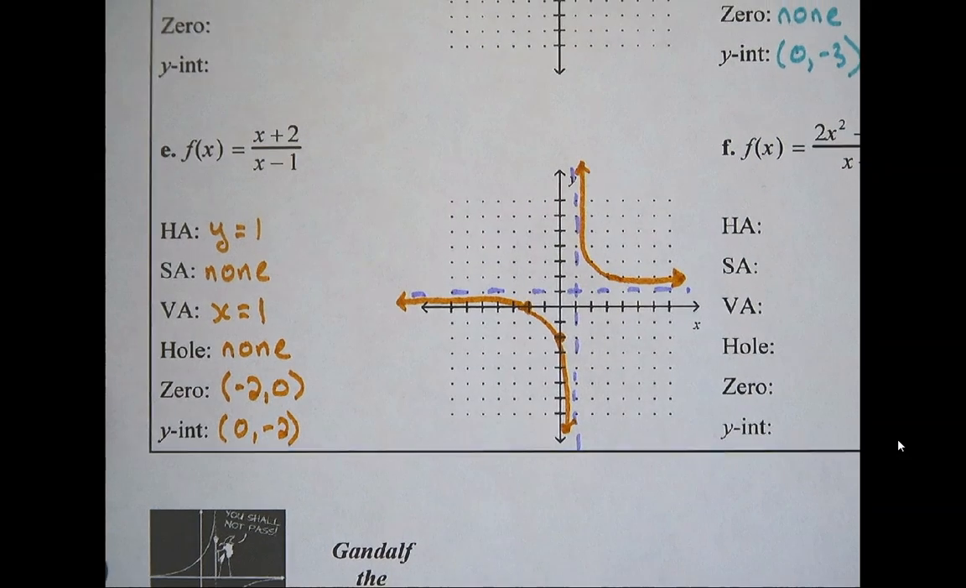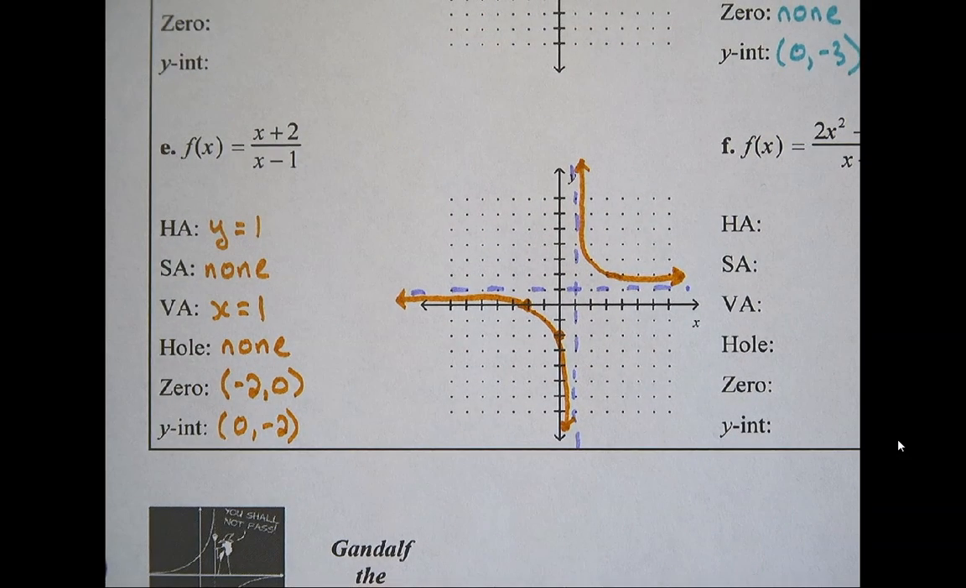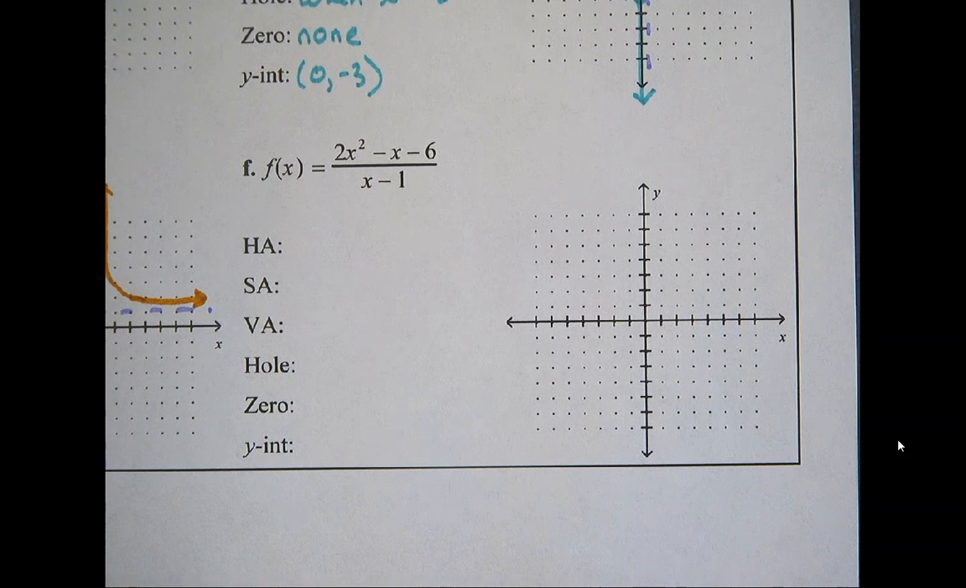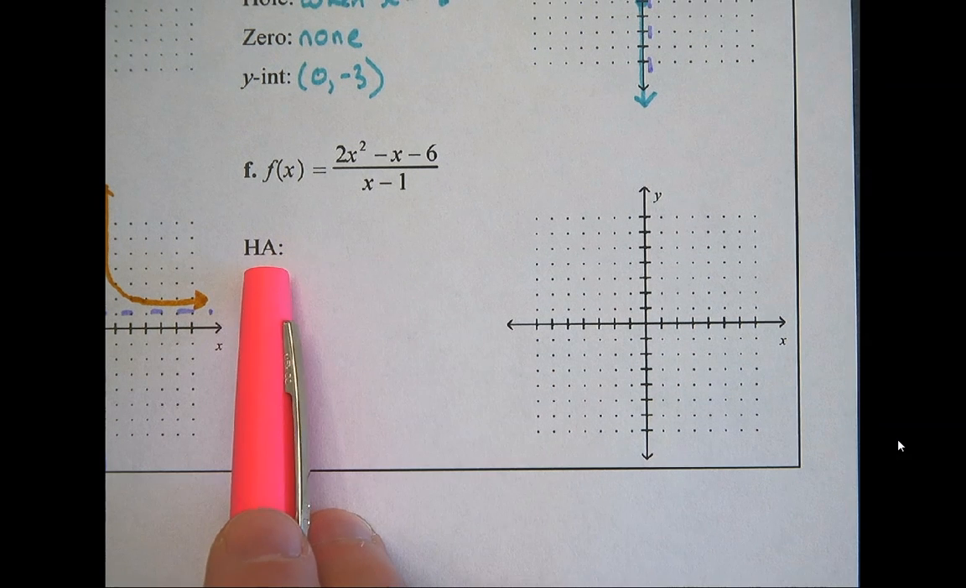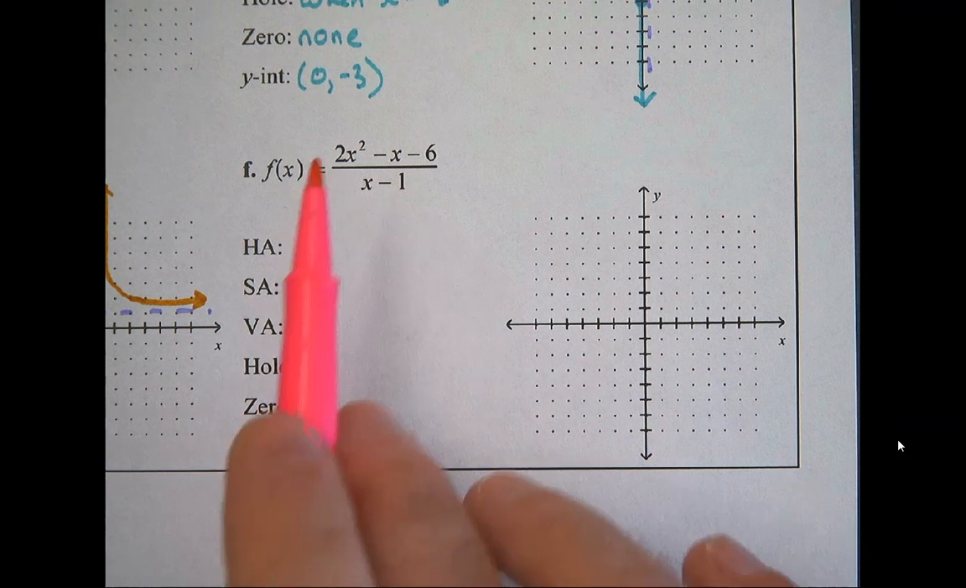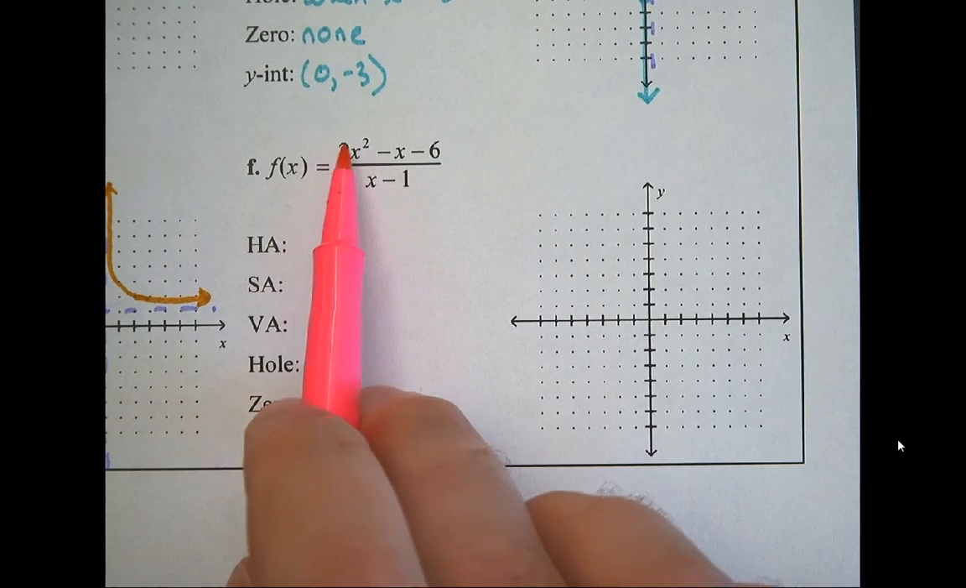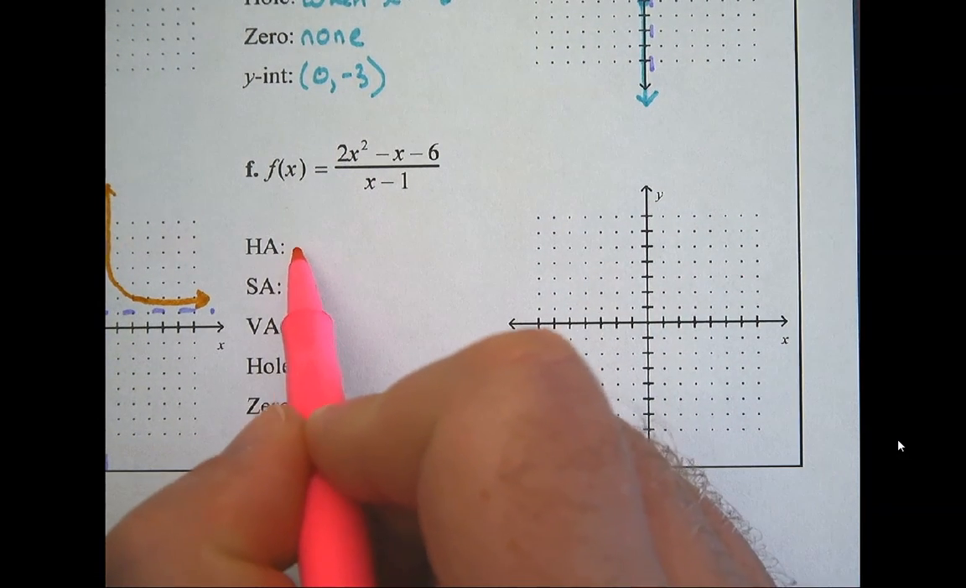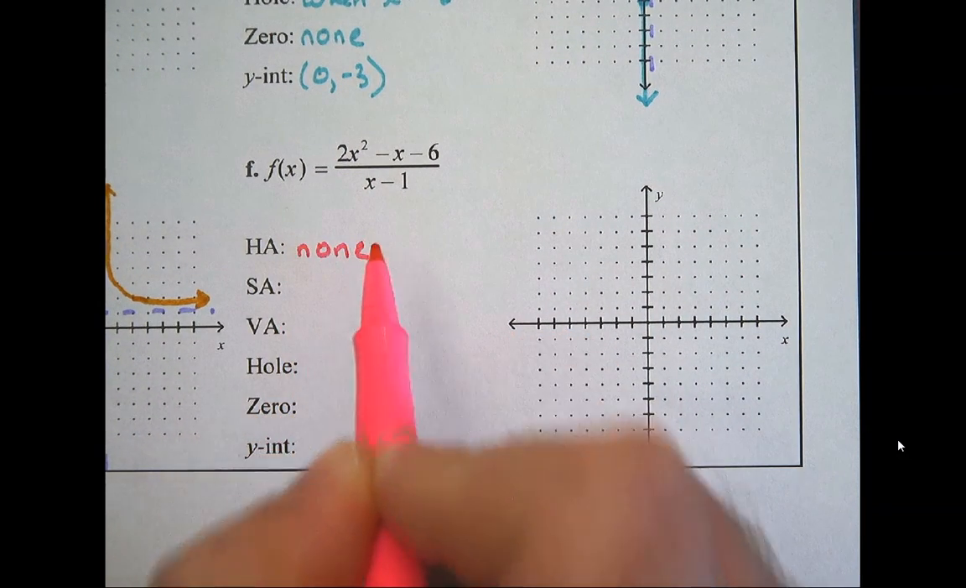Here's my picture. And then last but not least, we're going to do an example where the SA does exist. And like I said, this is going to be one more for my advanced students. So HA, compare numerator to denominator. Do we have more x's on the top, bottom, or tie? Well, clearly we have more x's on the top. So when there's more x's on the top, the graph floats off to infinity. So that does not level.